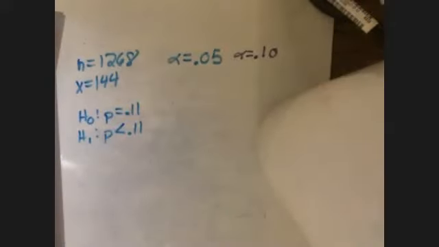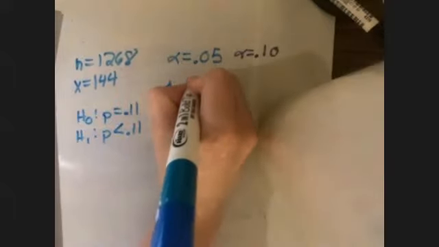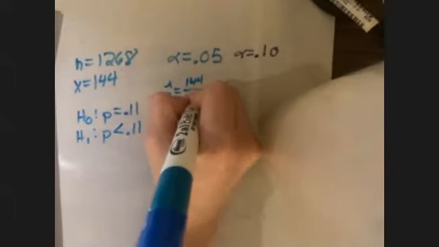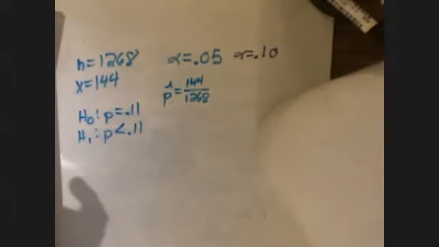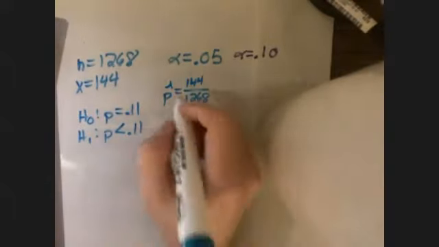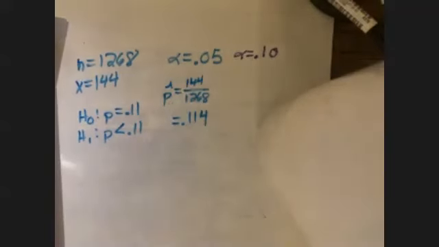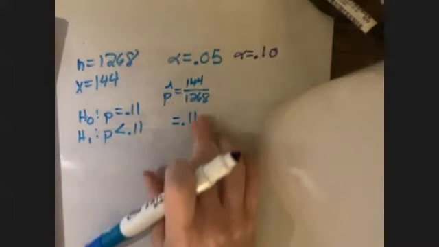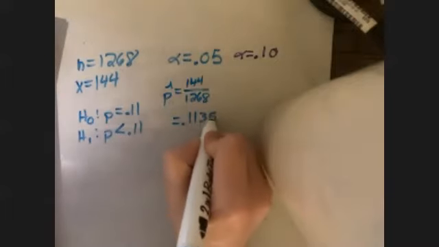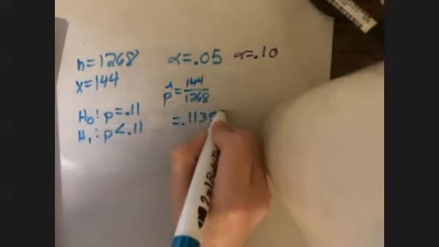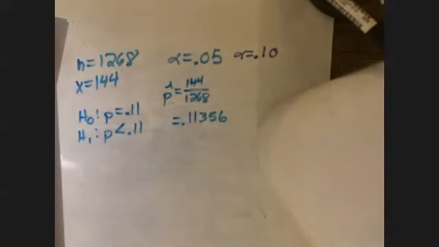Okay, so now pulling some information. First off, p hat is 144 over 1268. This is 0.11356, which I'm going to run out to there. Ideally, you want to let this run as far as you can when all of this is processed through.